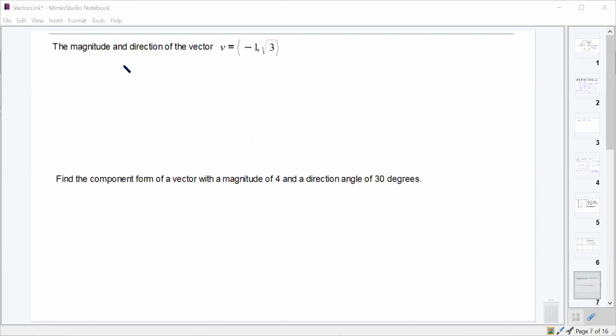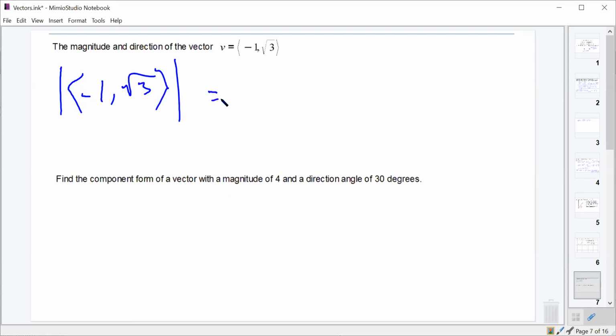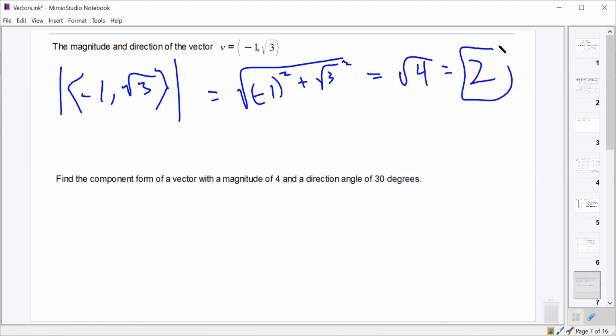All right, so let's see if we can find the magnitude and the direction of the vector -1, root 3. First off, how are we going to find the magnitude of that vector? It should just be the absolute value of that vector, and the absolute value is just the square root of a squared plus b squared, which should give us square root of 4, or 2. So this vector has a magnitude of 2.